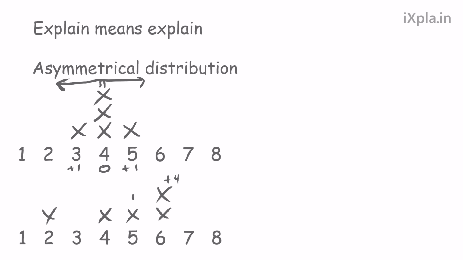5 is going to be plus 1. 4 is going to be 0. 2 is going to be negative 2. Well, we have plus 5 total, and so we need negative 5 total, and so that's going to be 1, because that has a negative 3 deviation score from the mean of 4. Again, they perfectly balance out. It's an asymmetrical distribution.